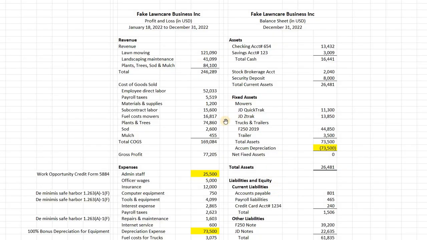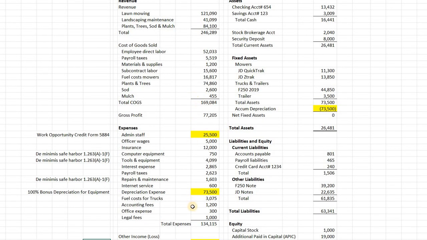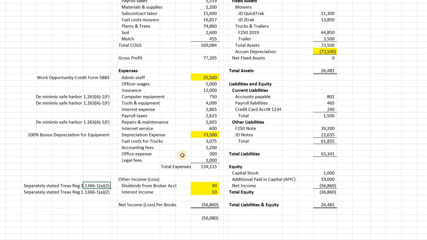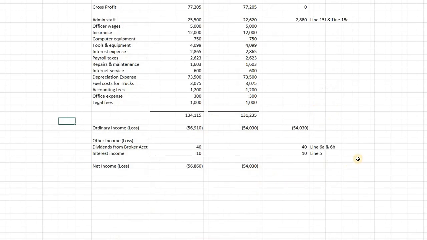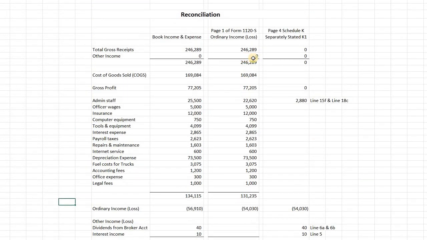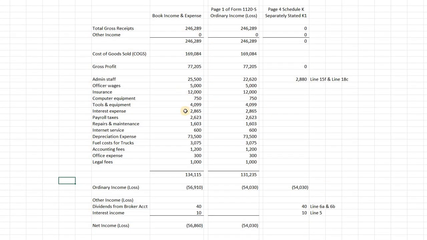So if we look at the financial statements, you can see here on the left-hand side, we have the book profit and loss statement for the company, all the items. But before we start entering this stuff into page 1 of the 1120S, we want to make sure that we are only including, again, those ordinary trade or business items. So in our reconciliation here, what I've done is on the left-hand side, we have the book income and expense just as it is on the financial statements for the company. So these are the unadjusted numbers.